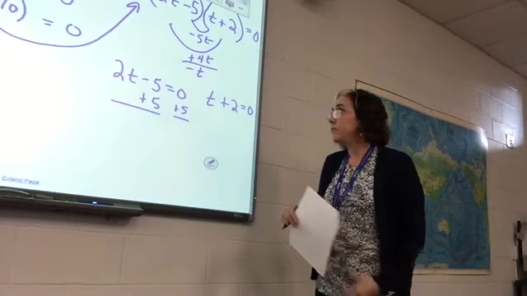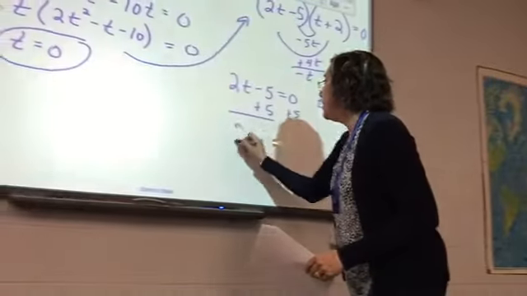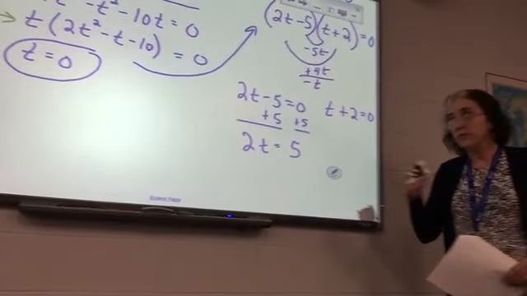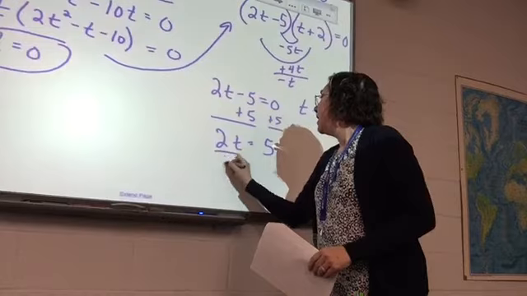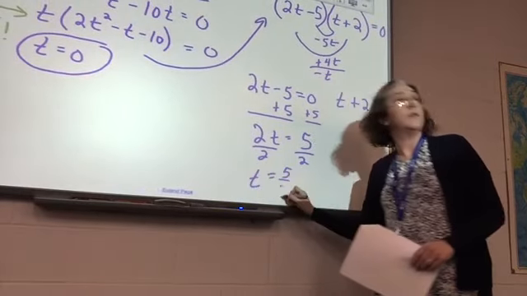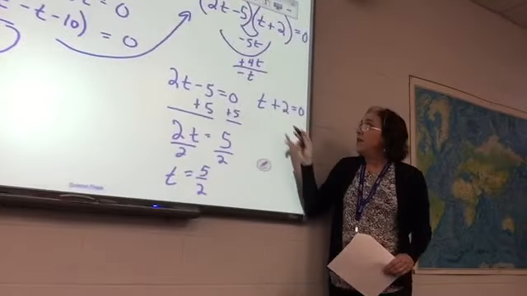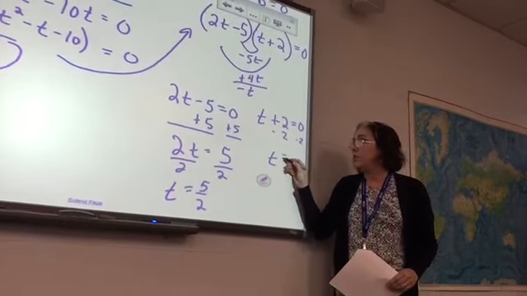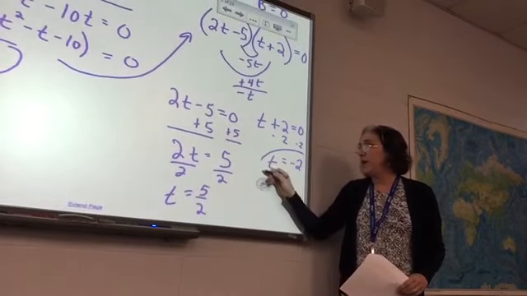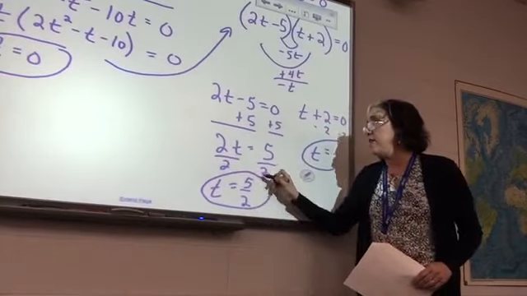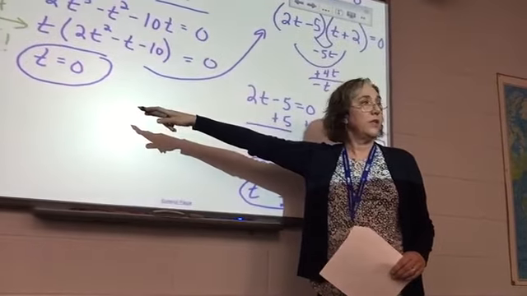All right, so we get 2t equals 5, and then what? Divide by 2. I'll just do it right here. And so I get t equals 5 halves. And then this one, all I have to do is subtract 2 to get the solution. Let's circle the solution. So we have negative 2 is a solution, 5 halves is a solution, and 0 is a solution.